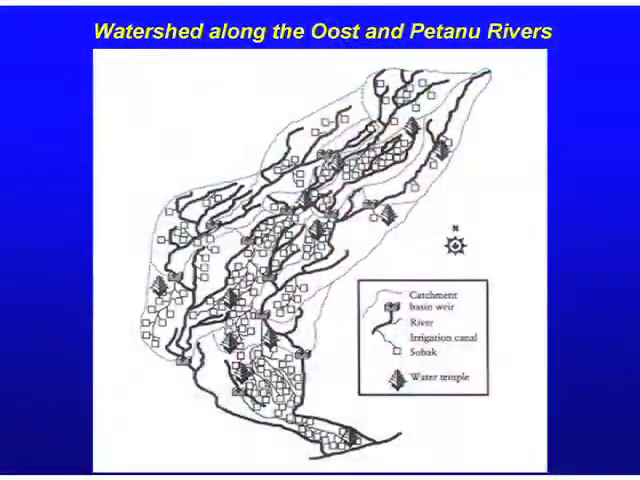And to tell you how dense this is, a kind of a cartoon picture of a watershed along what are referred to as the Oos and Petanu rivers. Now, every square in here corresponds to a location of a subak. I mean, they're all over the place. And within each of these groups of farmers, they've kind of developed their own optimal scheme for growing rice and managing their own fields. And it may be a little bit different from what goes on here.